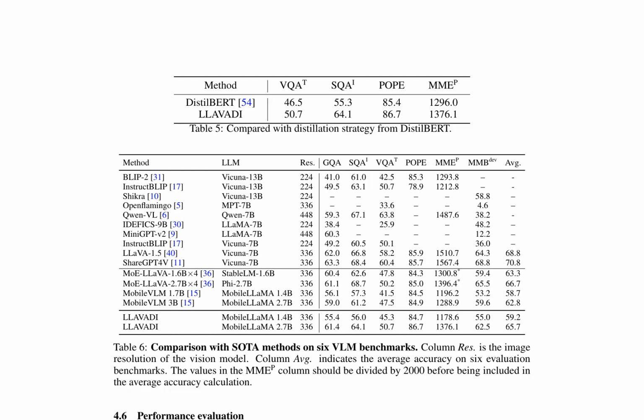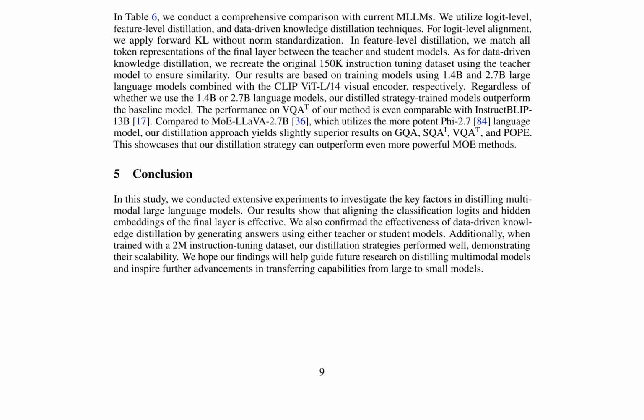Table 5 presents a comparison of methods, including DistilBERT, LLaVA versus ADI, and MobileLLaMA, highlighting their performance on various benchmarks. Notably, the proposed distillation strategy trained models outperform the baseline model, even when using more powerful MoE methods. For instance, MoE-LLaVA 2.7b and Phi 2.7b yield slightly inferior results on GQA, SQAI, VQAT, and POPE.